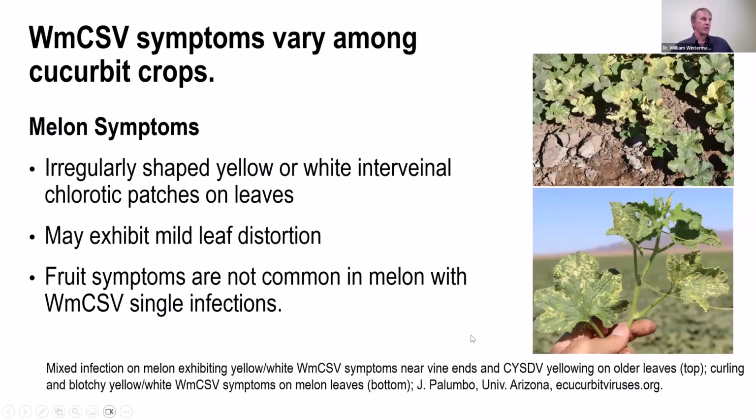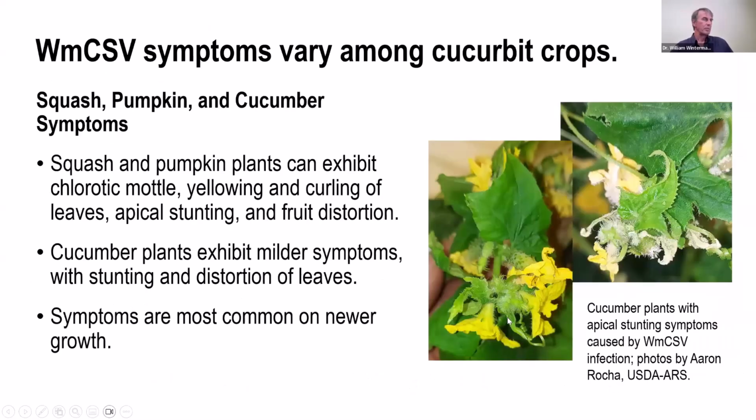In melon, symptoms again occur toward the ends of the vines, but generally occur with a yellow or white interveinal chlorosis. I call it a blotchy mottle pattern, as shown in the photo on the right, taken by John Palumbo when this virus was first found in Arizona in 2023.